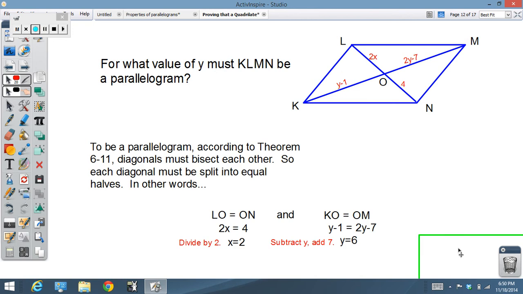Let me put that back so you can see it all. Okay, diagonals of a parallelogram must bisect each other. These must be equal, as well as these two must be equal.